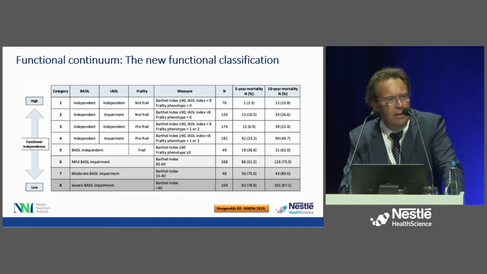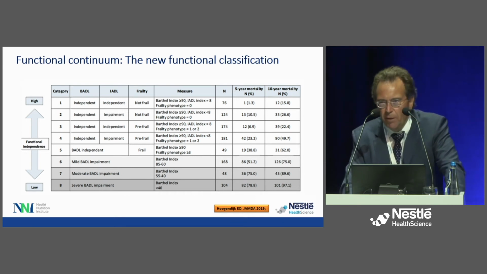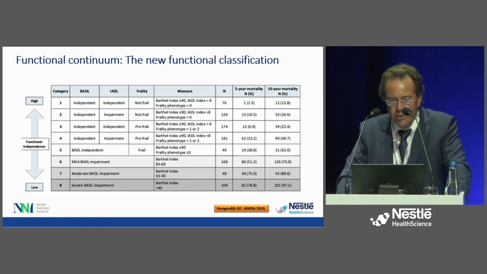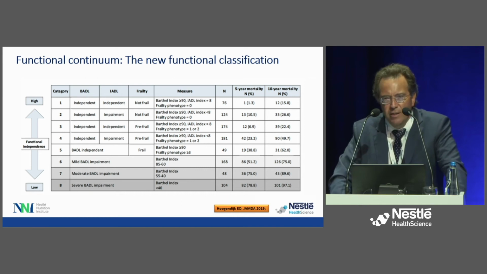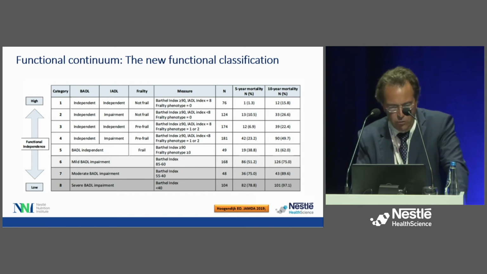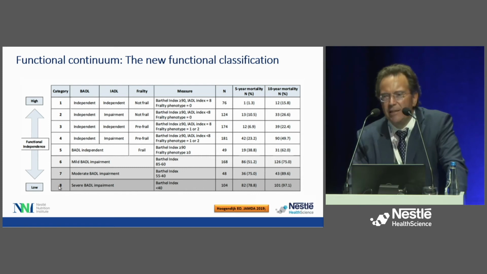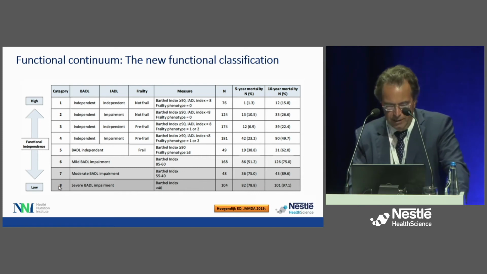And the last clue I'm going to give you comes from our recent paper published in January 2019 in JAMDA, when we presented the new functional classification that tries to explain all the functional independence range from the highest to the lowest in 8 independent categories, from the most robust, the first category, to the severe impairment in basic activities of daily living, the 8th category.